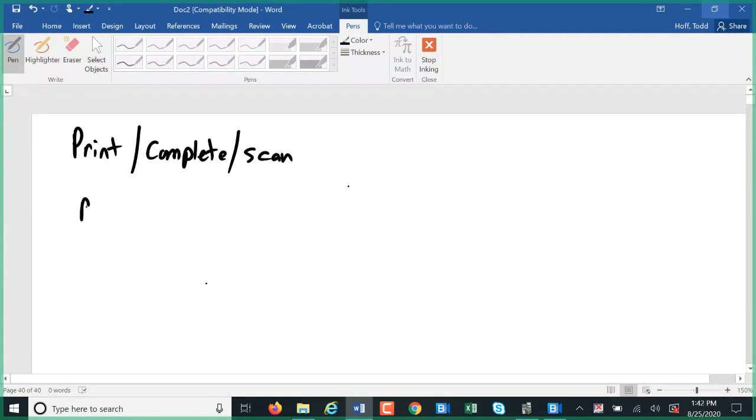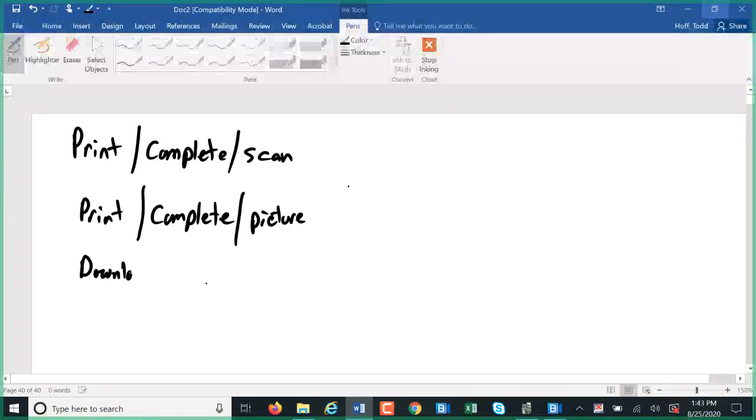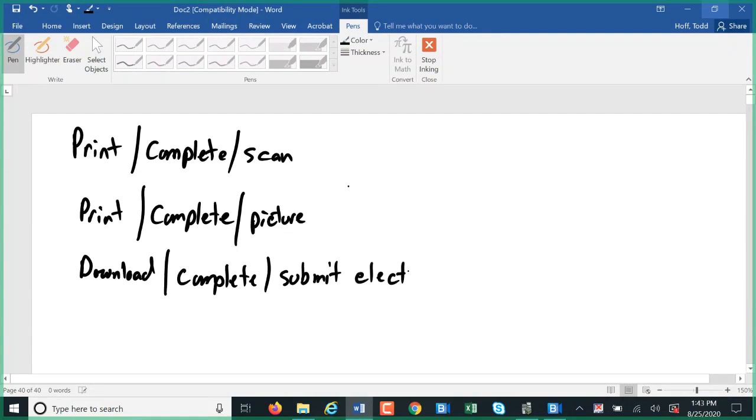If you can print but don't have a scanner, as long as you can get it large enough that I can see it, you can take a picture with your cell phone or whatever and send me that picture in an email. Or if you don't have the ability to scan or take a picture or print even, you can just download it, complete it, and submit it electronically.